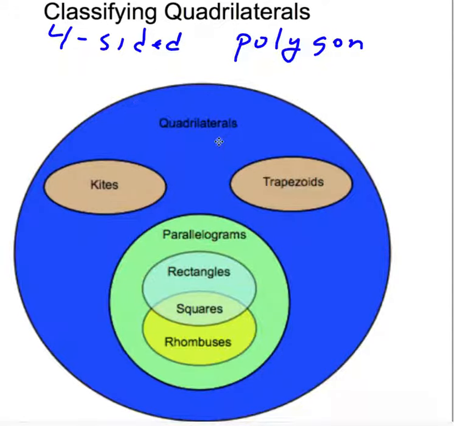That's our umbrella terminology. All of these other names will fall into the classification of quadrilaterals because they're inside this big blue circle. A kite is a type of quadrilateral that I'll show you shortly. And then you have trapezoids, and then you have parallelograms, and there are several specific types of parallelograms: rectangles, squares, and rhombuses. And you'll notice that rectangles and rhombuses overlap when they are squares. So a rhombus is a rectangle when it's a square, and a rectangle is a rhombus when it's a square. So we'll clarify that momentarily.